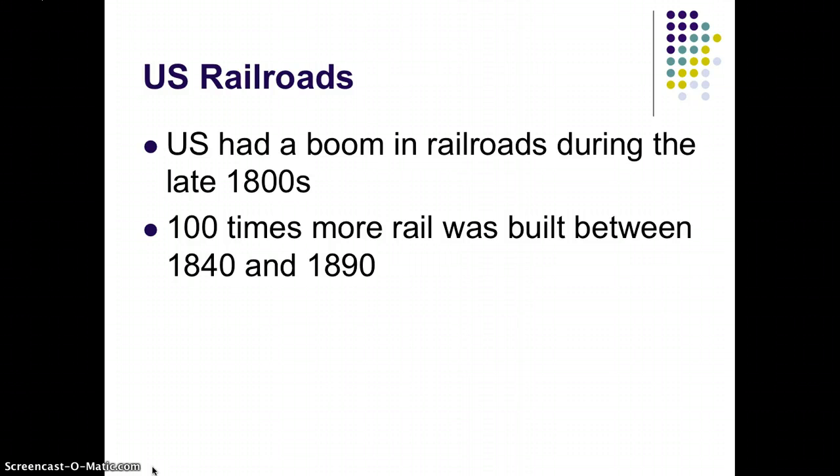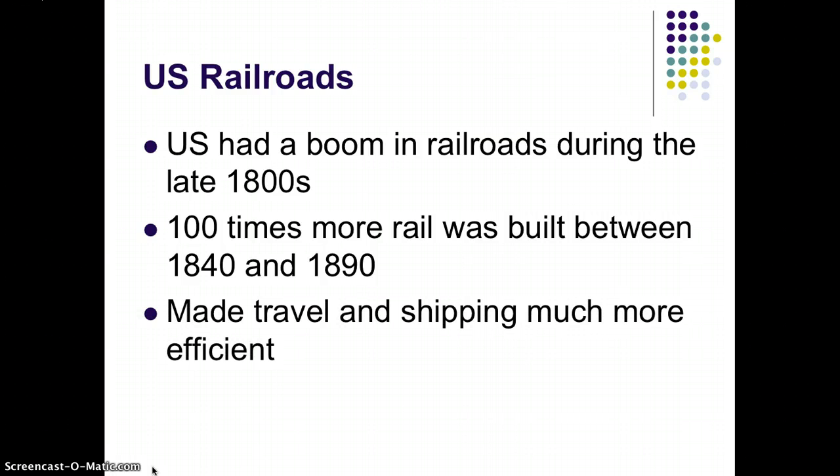But what's interesting, in just 50 years, from 1840 to 1890, 100 times more rail is built within the United States. It's this explosion of rail, and it really changes everything. It makes travel and shipping much more efficient, and as we know, if something becomes more efficient, it becomes less expensive, and if something's less expensive, that's more money in your pocket, more profit for companies.